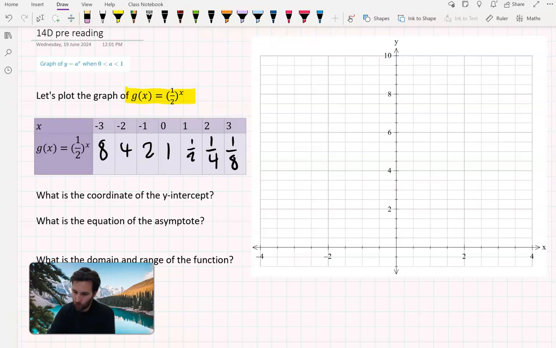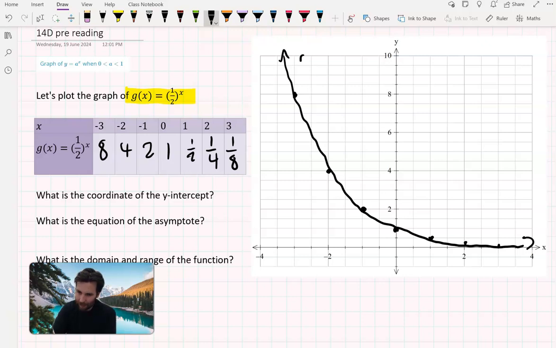Let's just plot this real quick for fun and to close out the video. So we've got 0 and 1. We'll go 1 and a half, 2 and a quarter, and then 3 and an eighth. Going the other way, negative 1 and 2, negative 2 and 4, and negative 3 and 8. Right, let's join those up as best as we can. Oh, it's not bad. I think that will be okay. The maths police, I don't think, will arrest me for that graph, so let's keep it like that.